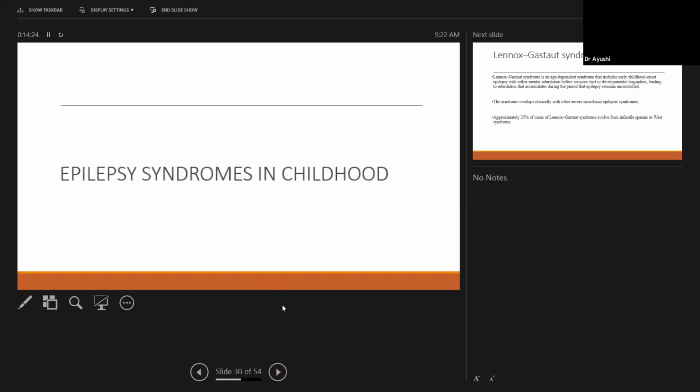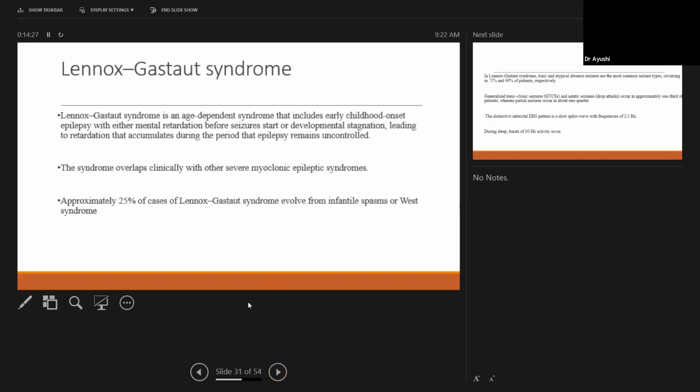Next is epilepsy syndromes in childhood. The first epilepsy syndrome we will be talking about is Lennox-Gastaut syndrome. This is an age-dependent syndrome that includes early childhood onset epilepsy with either mental retardation before seizures start or developmental stagnation, leading to retardation that accumulates during the period that epilepsy remains uncontrolled. The syndrome overlaps clinically with other severe myoclonic epileptic syndromes, and approximately 25% of cases of Lennox-Gastaut syndrome evolve from infantile spasms or West syndrome, as previously stated.